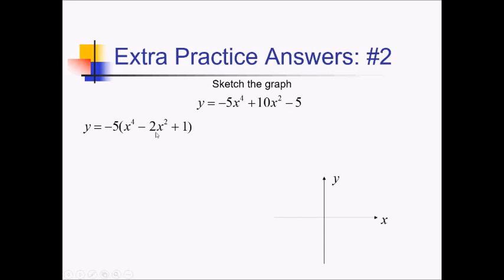And now inside here, we're going from x to the 4th to x squared to a constant. So we have a middle term with an exponent half the lead term. This is basically quadratic form. We can factor this like a regular quadratic, only we're going to use x squared instead of x when we break this down.